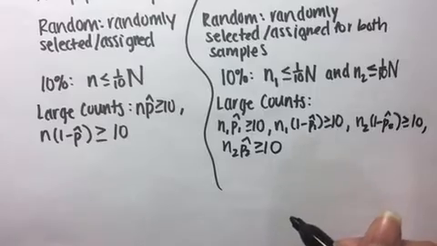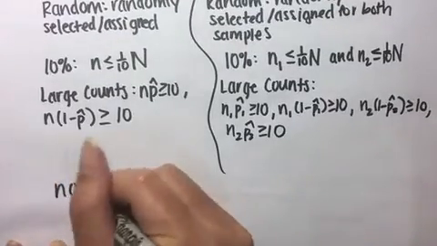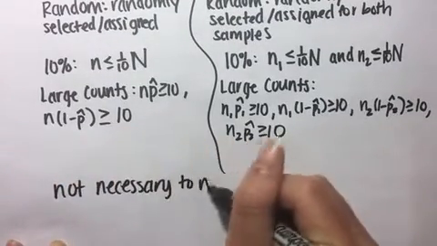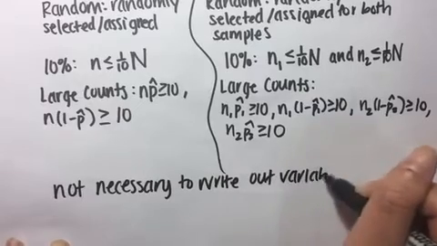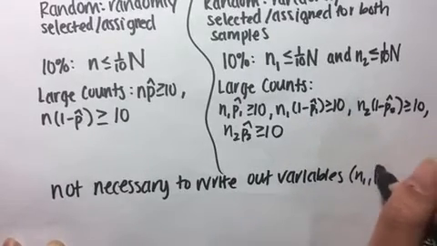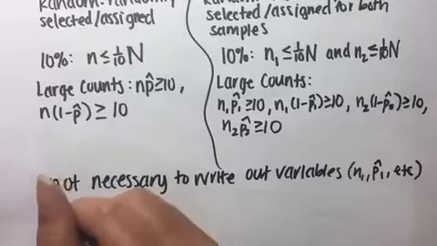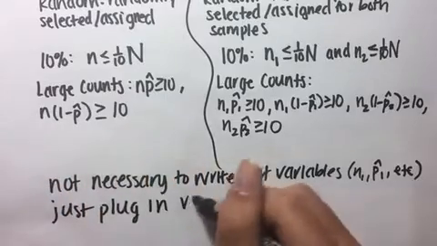Also, as a reminder, to save time and not accidentally write p instead of p hat, it is not necessary to explicitly write out the variables of n and p hat 1 and so on. You can automatically plug in the numbers of the values.